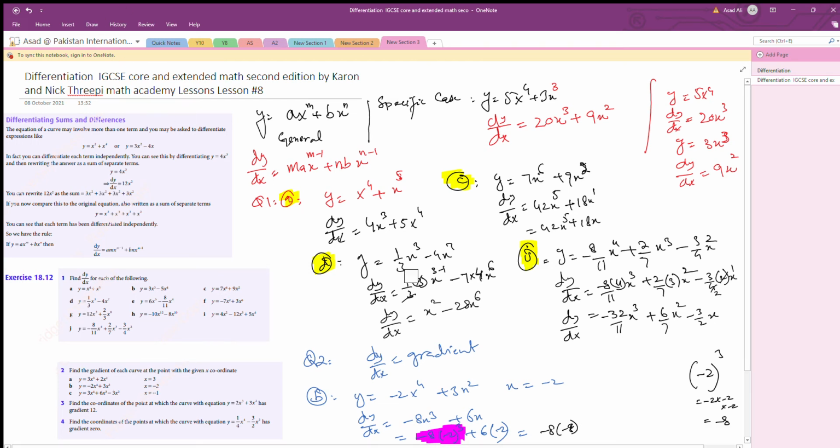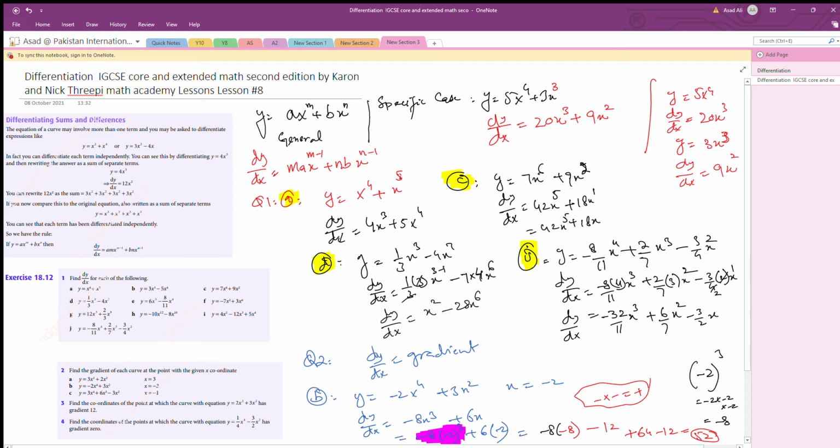It should be very neat and clean so that students don't get confused. Minus 8 here, and this is 6 into minus 2 is minus 12. So plus 64 minus 12 is 52. That's the answer, because minus into minus is plus. So that's the answer for part B.